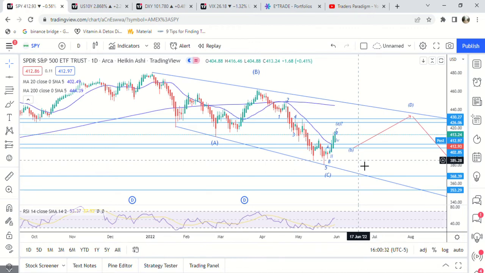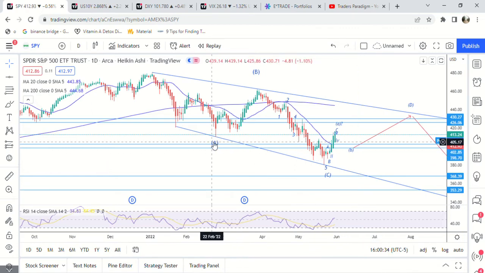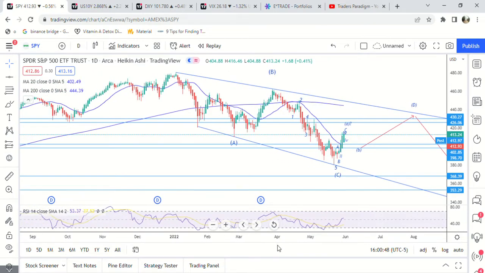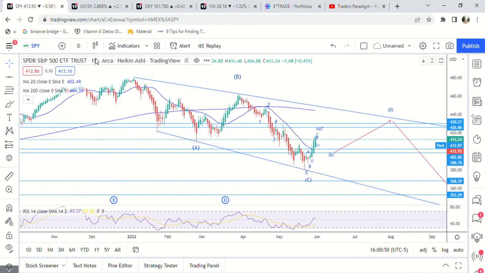Update on the overall market today. I think that we might have finished off the A wave of the overall D wave, and I'll show you why I think so. But let's go ahead and go over where we're at if we're zoomed out.